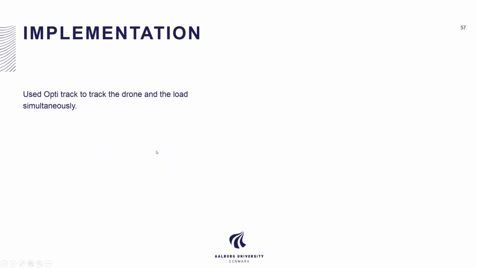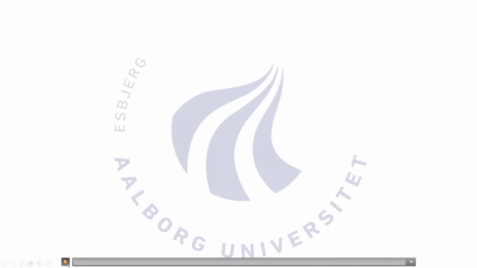We use the OptiTrack to track the drone and the load simultaneously. So at this point, we know the absolute position of both of them. That, of course, helps us a lot in achieving our goal. But let me show you the video without me talking too much.